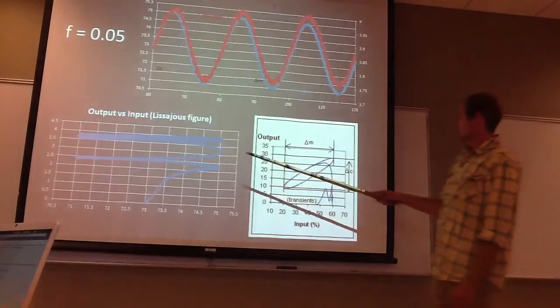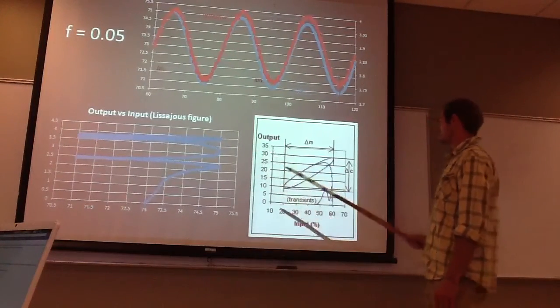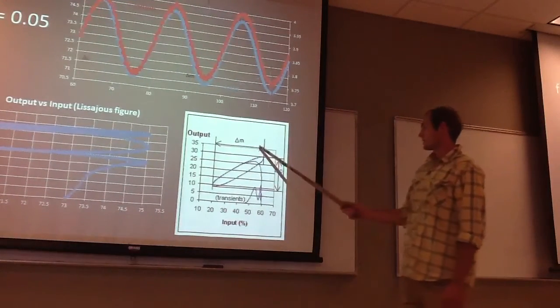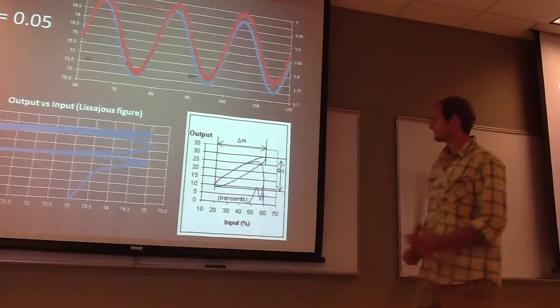You can also make a Lissajous figure, which is just our output versus our input. And here is how you can also calculate the delta m over the delta c.